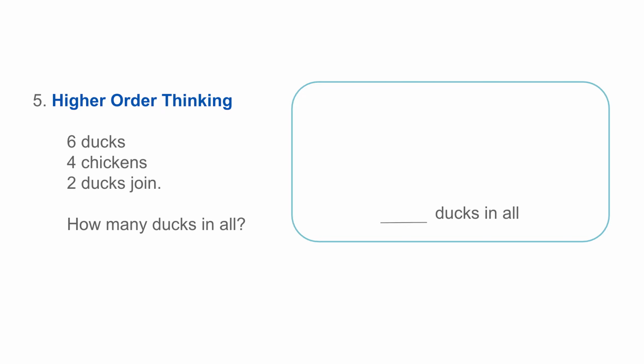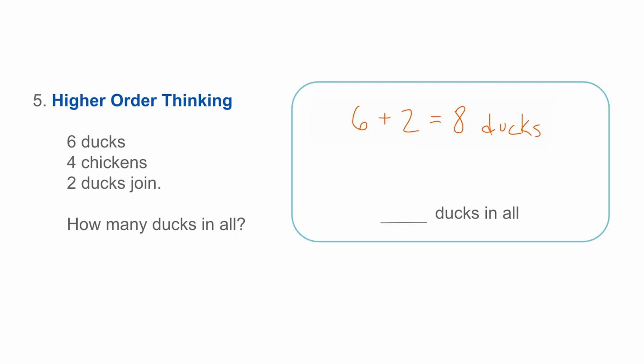So it's reasoning out the unimportant information. We do not need to know how many chickens there are. So we have 6 ducks. We are adding on 2 more ducks that join, which gives us 8 ducks. Savas would like you to fill in here.